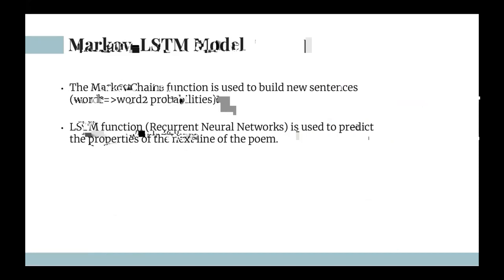The Markov-LSTM model uses a Markov-5 function to generate a verse based on every word's probability. For example, if there are 2 words with a 20% probability and an 18% probability, respectively, the word with the highest probability will be chosen. In addition, the LSTM model chooses the next verse based on the previous verse.